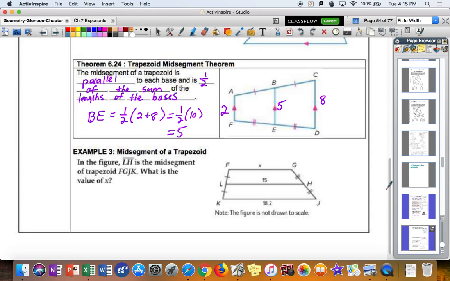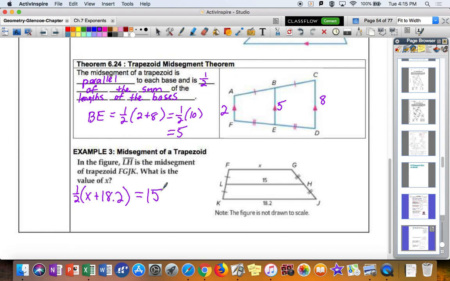But 1/2 the sum is the theorem, and we're going to actually apply that down below here because we're given in the next problem the length of a midsegment, but only one of the bases. So we're going to say 1/2 of the sum, so 1/2 of x plus 18.2, 1/2 of the sum of the bases is going to be equal to the midsegment.